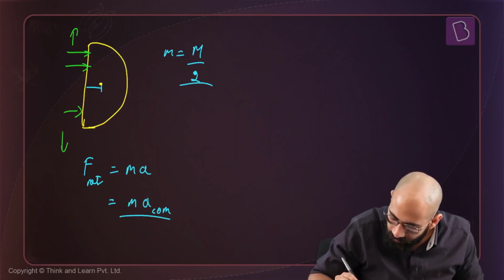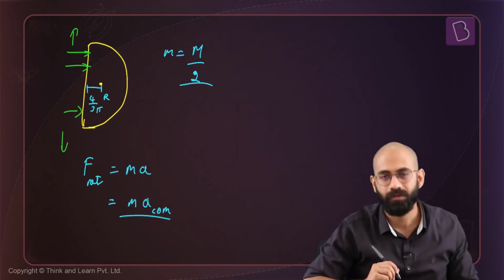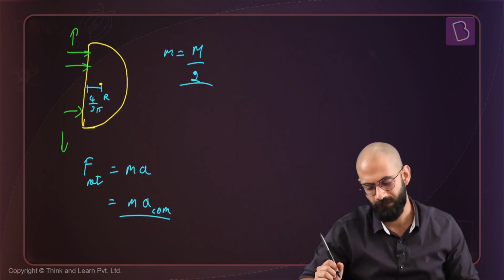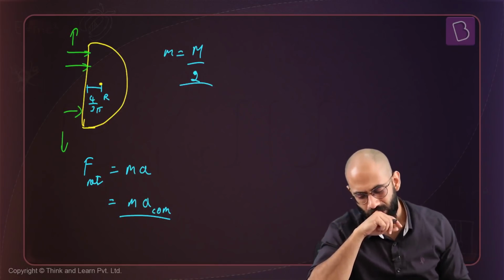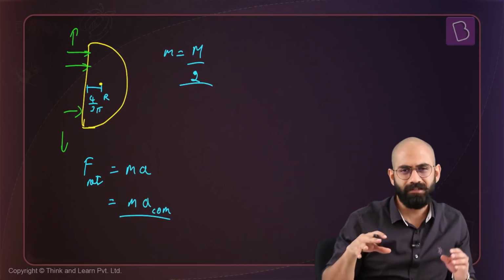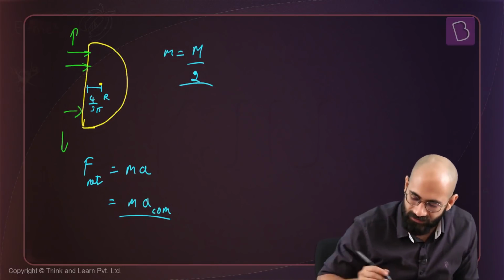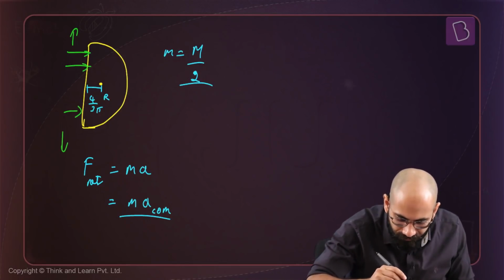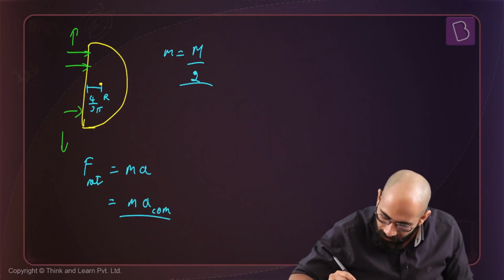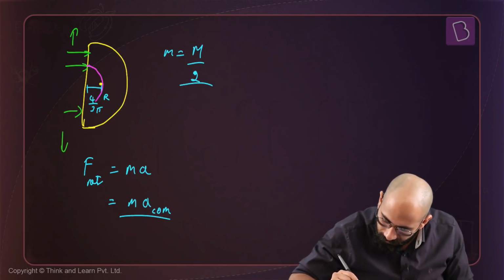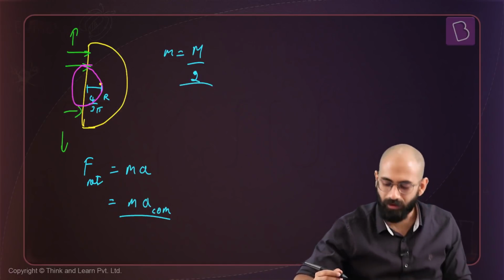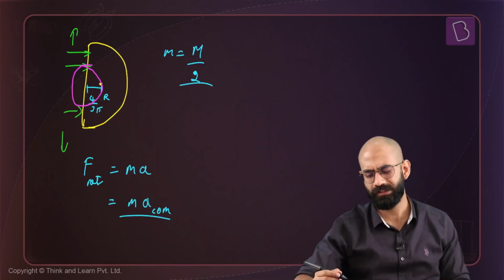So this distance from here to here will be 4 by 3 pi into r, r being the radius of this disk. So this is the position of the center of mass. Okay, how do you calculate the acceleration of it? Well, we know that this disk is rotating, which means that the center of mass of this disk should also rotate like this, right? It should go around in a circle about the center of this disk, like this.